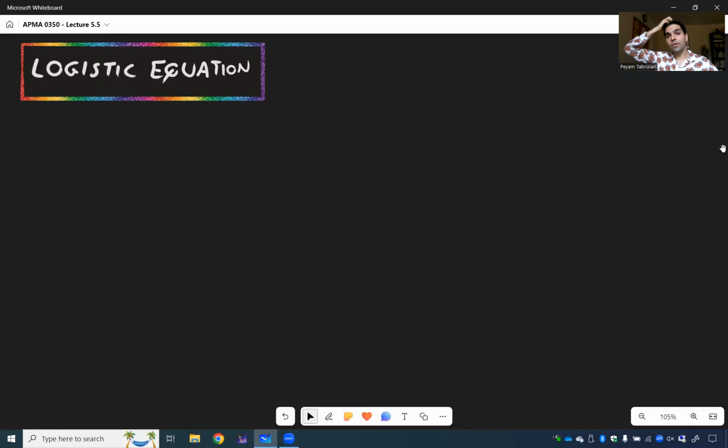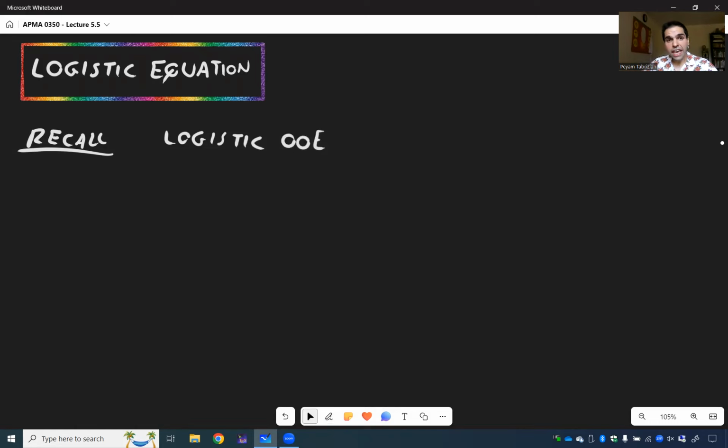The amazing thing about separation of variables is that now we can actually solve the logistic equation that we talked about before. So previously on Peyam Battlestar Galactica, we talked about the logistic equation, the logistic ODE, which gave us a better description of the population of bacteria. So it models the population of bacteria.